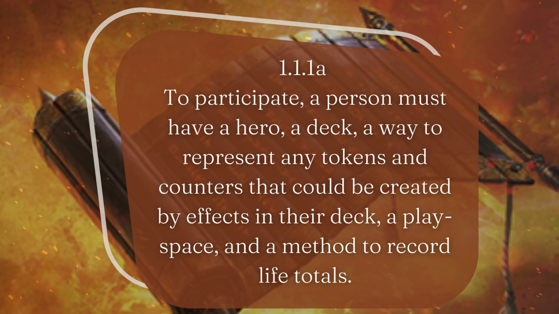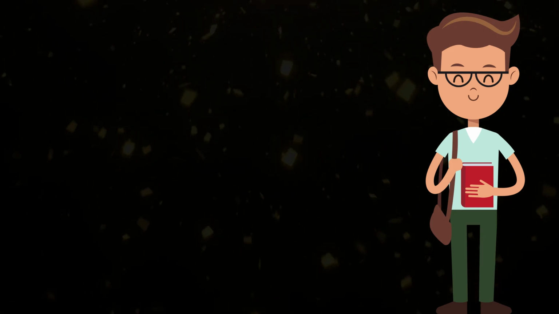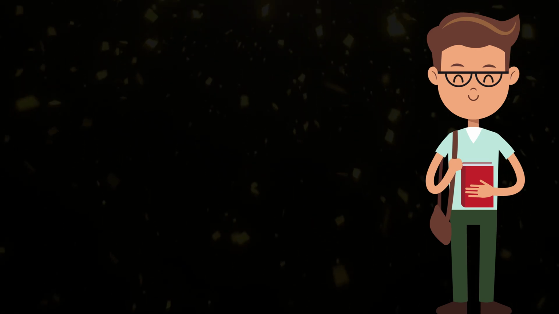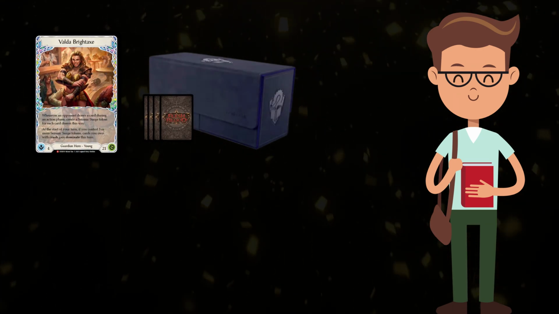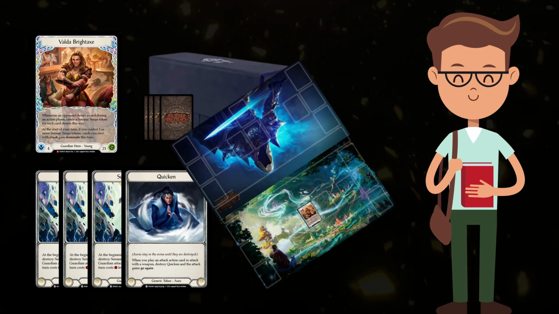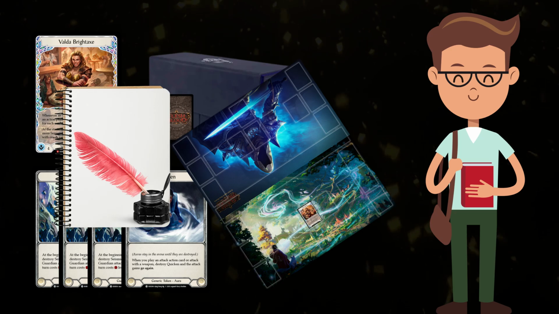To participate, a person must have a hero, a deck, a way to represent any tokens and counters that could be created by effects in their deck, play space, and a method to record life totals. Now let's recap all of Rule 1. A player is a person participating in a game of Flesh and Blood. In order to participate, this person must have a hero, a deck conforming to one of the methods of play, a way to represent any tokens and counters, a play space, and a method to record life totals.